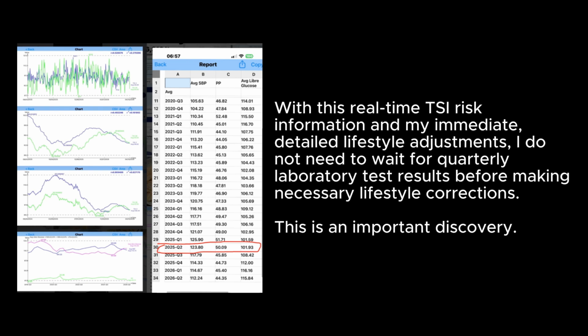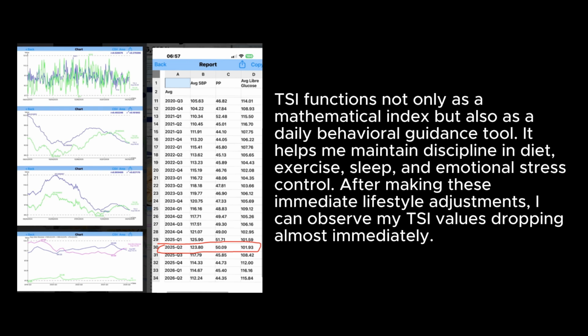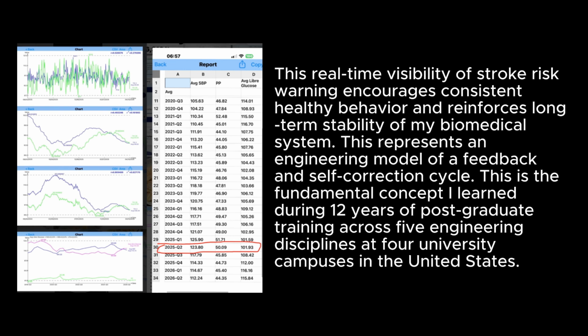This is an important discovery. TSI functions not only as a mathematical index but also as a daily behavioral guidance tool. It helps me maintain discipline in diet, exercise, sleep, and emotional stress control. After making these immediate lifestyle adjustments, I can observe my TSI values dropping almost immediately. This real-time visibility of stroke risk warning encourages consistent healthy behavior and reinforces long-term stability of my biomedical system.